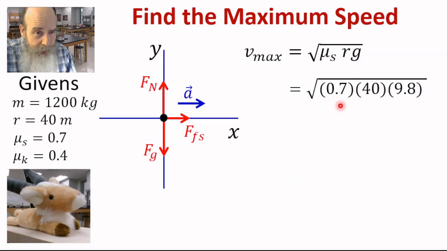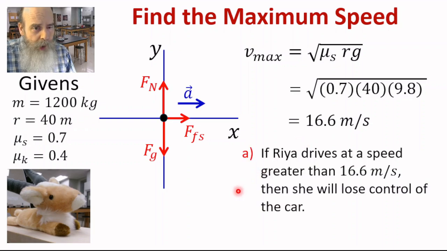μs is 0.7. r is 40 meters. g is 9.8 meters per second squared. And we get 16.6 meters per second. So now we can answer question A. If Rhea drives at a speed greater than 16.6 meters per second, then she will lose control of the car. Because at a speed greater than 16.6 meters per second, there is not enough static friction to provide that force towards the center of the circle. So the car will go out of control.